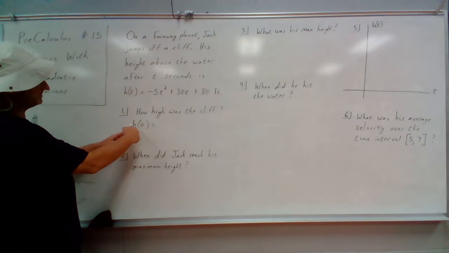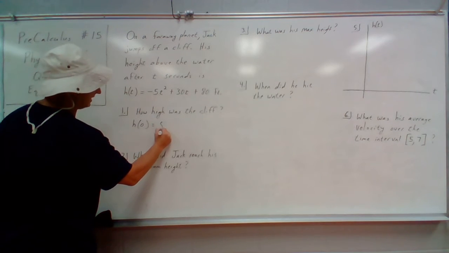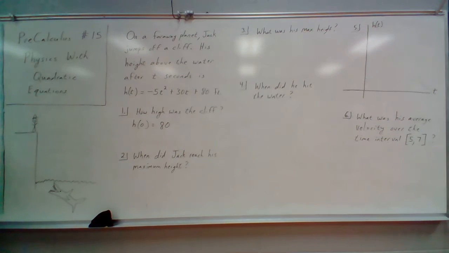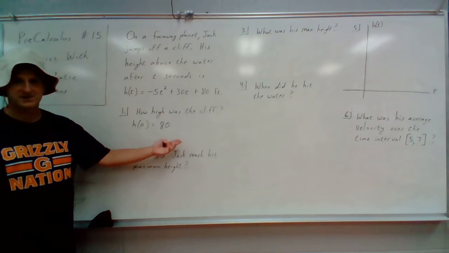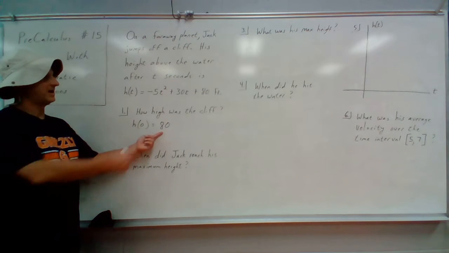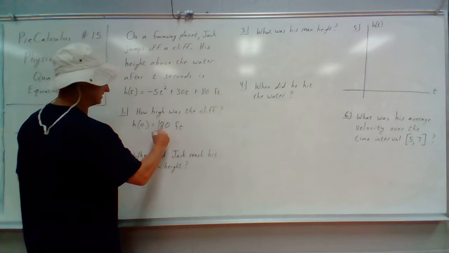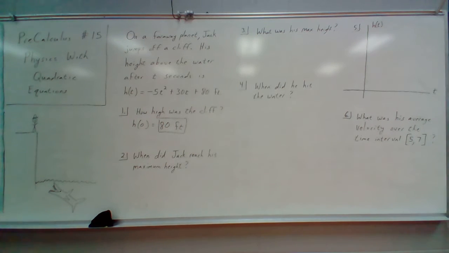So how high was the cliff? h of 0. If I plug 0 in for t, I'll get 80. I think when you're doing a word problem, you should always include the units. So not just 80, but 80 what? Is it 80 seconds? No, it's not 80 seconds. It's the height. Height is measured in feet. So that would be 80 feet. So the cliff was 80 feet tall.